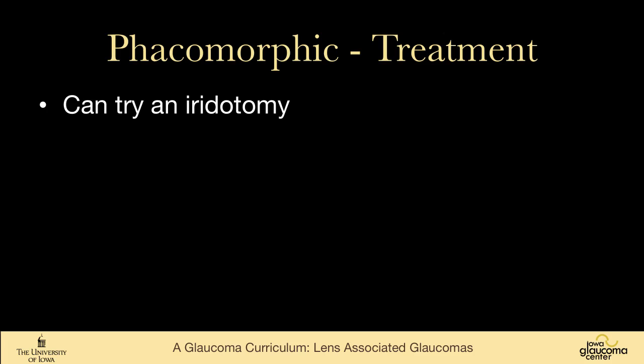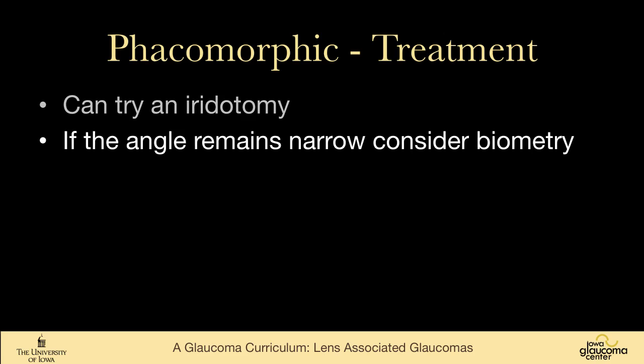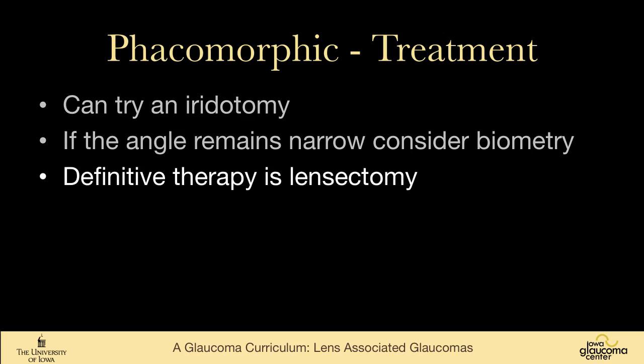You can do an iridotomy, and that's certainly what I would do to relieve the pupillary block component, and sometimes that's all you need to do. But if the angle remains narrow, then I would do biometry, measure how big the eye is, how thick the lens is, and then the definitive therapy is to remove the lens and replace it with an intraocular lens, which is much, much thinner than the crystalline lens.